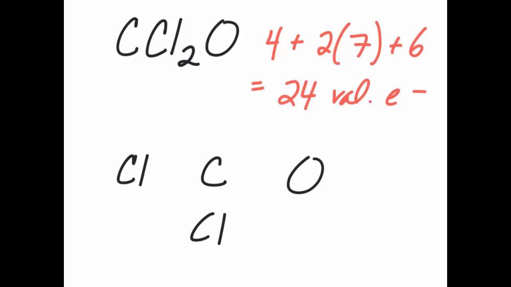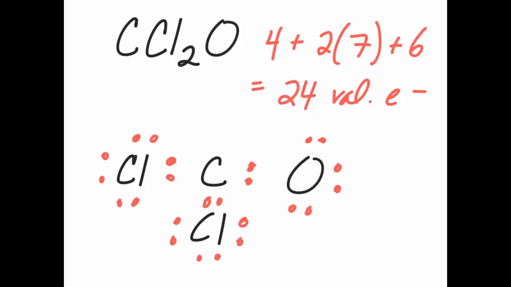Start placing electrons where you think there will be a covalent bond. And then let's start putting lone pairs in on some of these other elements that we know will need 8 valence electrons to be stable. So now let's count up how many valence electrons we've used. 2, 4, 6, 8, 10, 12, 14, 16, 18, 20, 22, 24. We've used all 24 valence electrons.